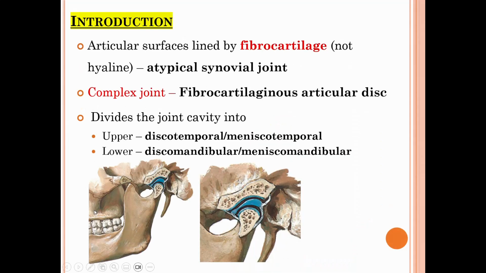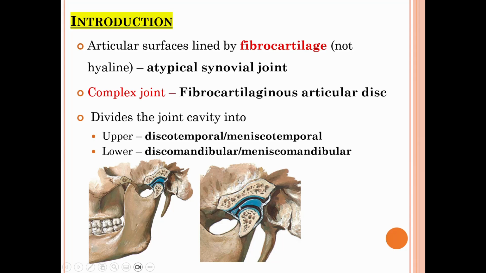So here you can see the joint, the enlarged view. This is the whole of the joint, and here in between there is the articular disc. The articular surface is lined by fibrocartilage. It is not lined by the hyaline cartilage which normally lines the synovial joint. So we can say that the TM joint is a atypical type of synovial joint. Also it is a complex type joint because there is one fibrocartilaginous articular disc which divides the joint cavity into two.